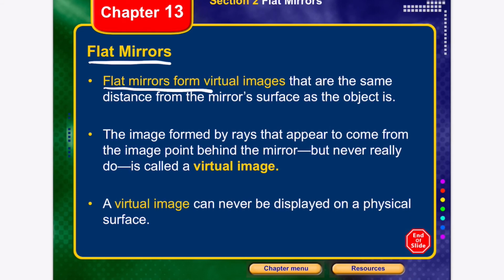Flat mirrors generally form what we call virtual images. So what is a virtual image? The image that is formed by rays that appear to come from the image point behind the mirror but never really do is called a virtual image. Here the light is not actually going toward the image, but it looks as if the light is actually going to the image. In general, a virtual image can never be displayed on a physical surface. So that is the idea behind the virtual image.